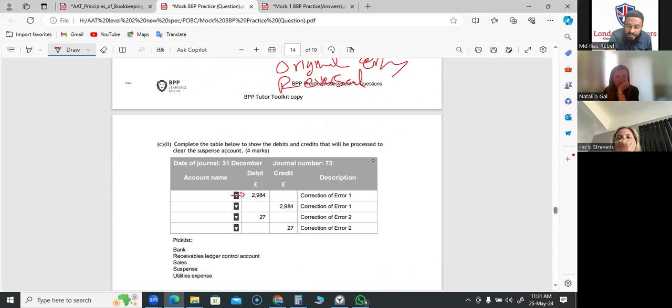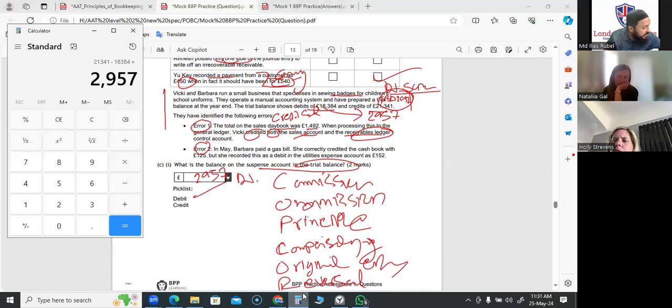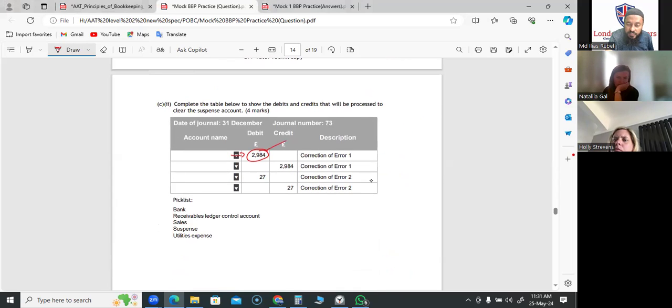Already they gave you a double figure. You need to do it twice. You should have debited receivables 1492 first-hand. So if you do 1492 times 2, you get 2984. You need to debit that and credit suspense, then again debit that and credit suspense. So basically, receivables ledger control account debit, and suspense credit. That's how you do it.